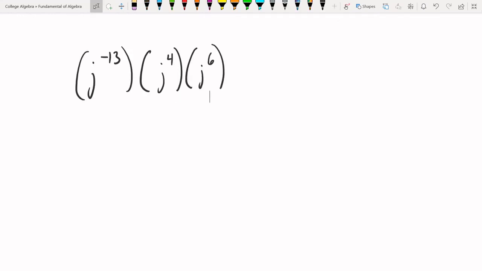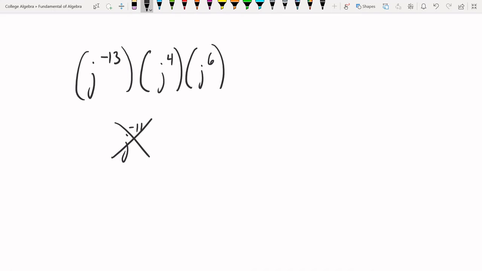Looking back at the video, I made a mistake doing this problem. I said that j to the power of negative 13 times j to the power of 4 gives you j to the power of negative 11, which is not true. It gives you j to the power of negative 9. So I just wanted to redo that here.